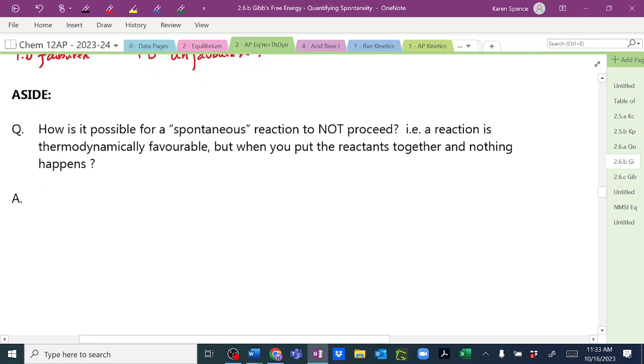Ooh, good question for you. How is it possible for a spontaneous reaction not to proceed? It is thermodynamically favorable, but you put the reactants together and they just sit there and nothing happens.